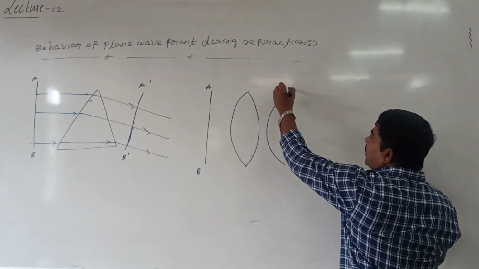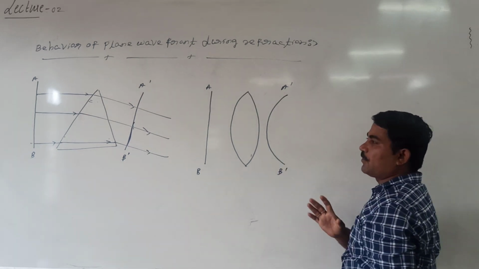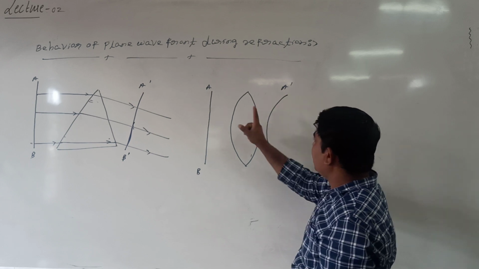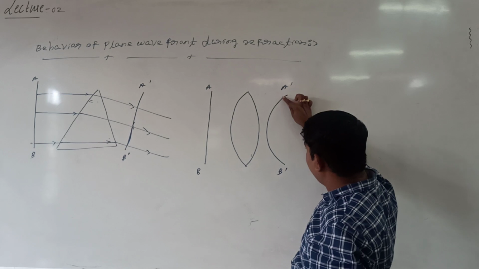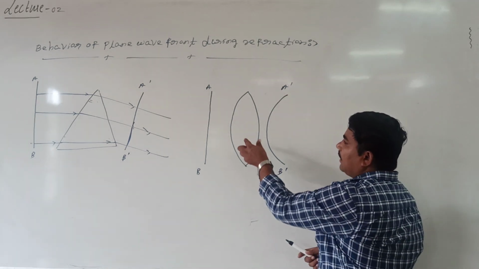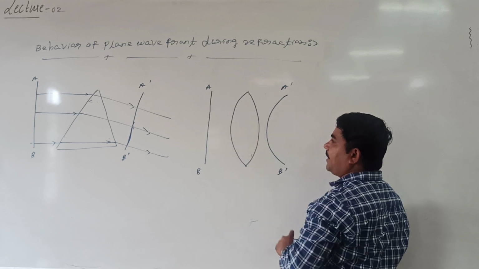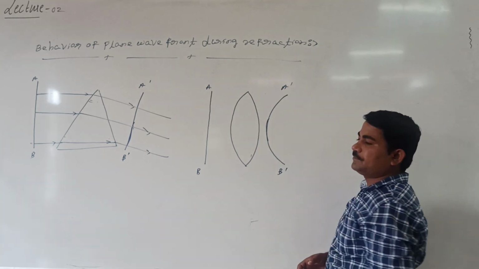This I can call the refracted wavefront, represented by A dash B dash, because there is a reason. After refraction, the upper region traveled with a lower thickness in the denser medium, so it bent a little bit. But at the midpoint, it traveled a longer distance in the denser medium, so exactly at the middle it gets more bending.